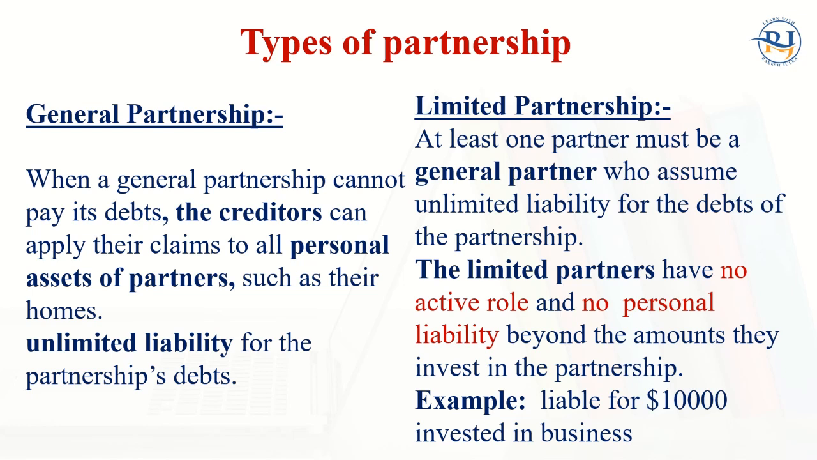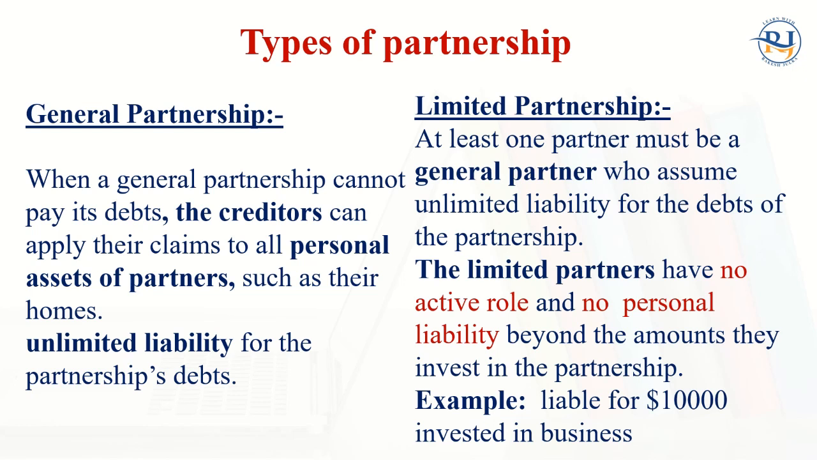When a general partnership cannot pay its debts, the creditors can apply their claim to all personal assets of the partners, such as their homes, for example. And this is considered as unlimited liability for the partnership debt. This is just like the sole proprietorship. The person who is running the business will be held responsible for all the debts of the business. Exactly the same principle and rule is applicable in the case of a general partnership.